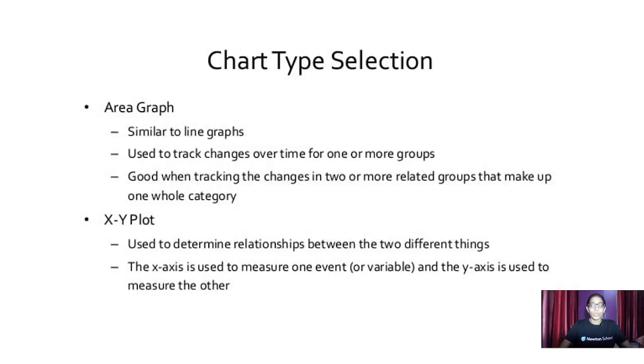In a chart selection, next comes the XY plot. We know that it is used to determine the relationship between two different things, because in XY, one is independent and one is dependent. The X axis is always used to measure one variable, but the Y axis is used to measure the other variable, which is dependent on the X variable. So as I just told you, one is dependent and the other is independent.